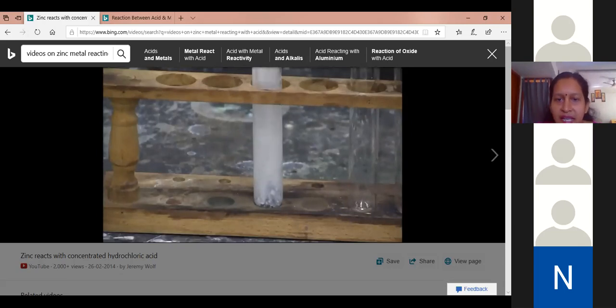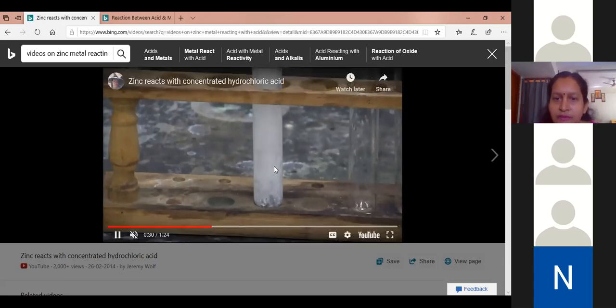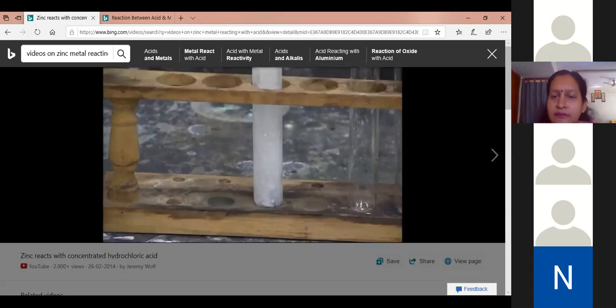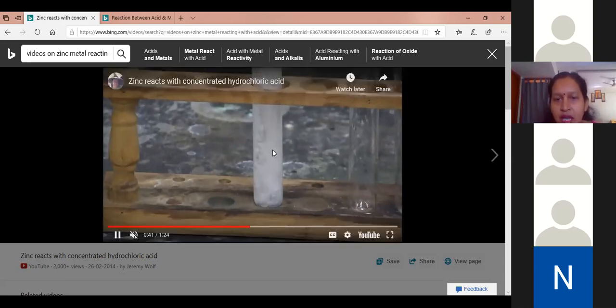Now see the kind of bubbles that are coming out of the test tube. This is generally called effervescence. Effervescence is the bubbling of any kind of substance in a liquid that comes out. What is it called? Effervescence.